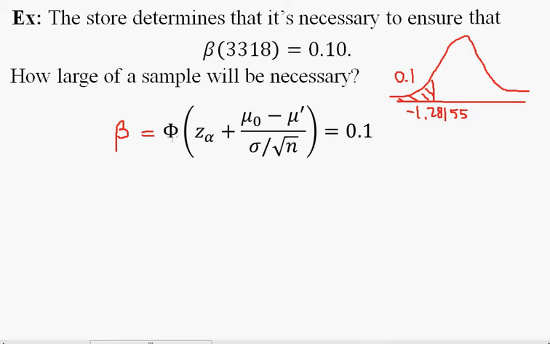In other words, I want the area to the left to be equal to 0.1, so the thing that's inside the parentheses has to be equal to the number we just figured out, negative 1.28155.